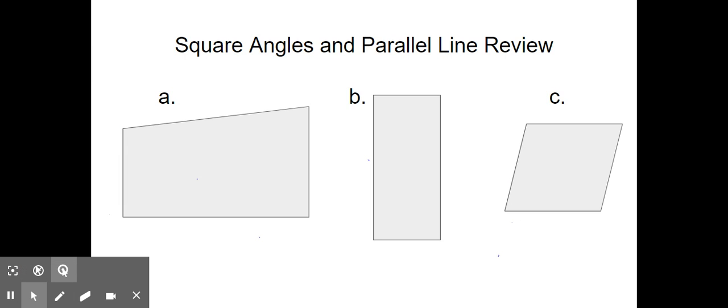Now we are going to do some shape review. We learned about this in the last packet. Take a minute to think and remind yourself what square angles are. Square angles are when the angle makes an L. Now take a minute to think about what parallel lines are. Parallel lines are when there are 2 straight lines that will never touch, even if they kept going on forever. We have 3 shapes here. Let's look at shape A. Does shape A have square angles?